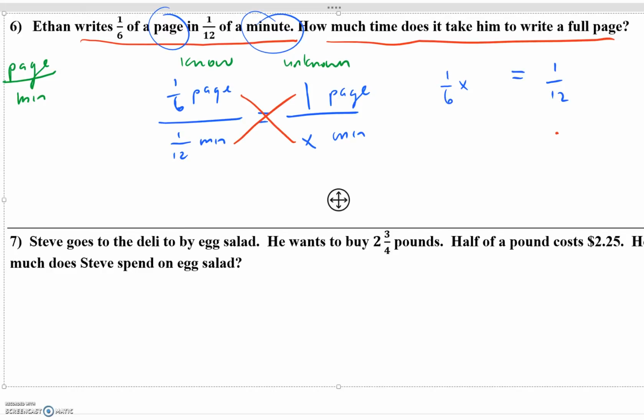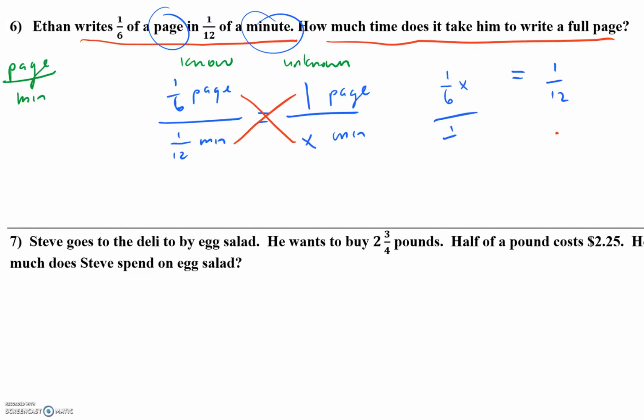Now we have 1/6x equals 1/12. Whatever number is next to x, that's what we need to divide by. If it was 2x, we would divide by 2. If it was 3x, we would divide by 3. In this case, it's 1/6x equals 1/12. Therefore, we have to divide by 1/6. And remember, whatever we do to one side, we need to do to the other.